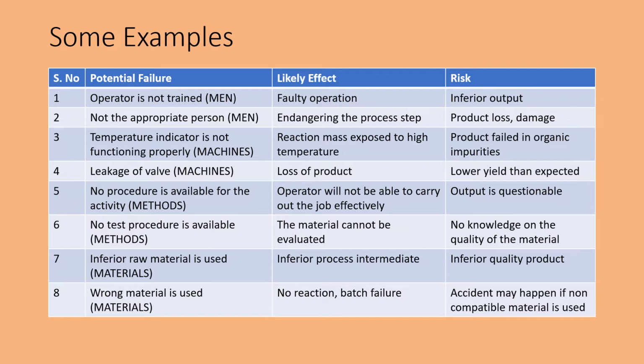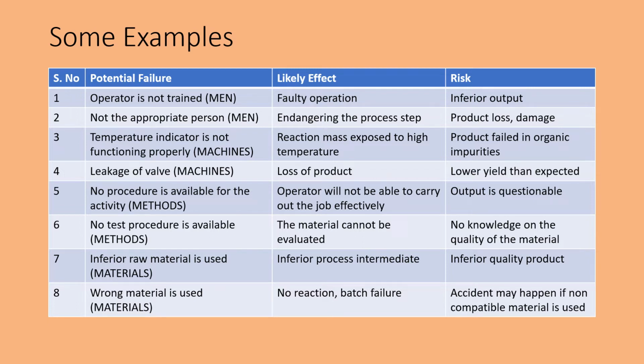Similarly, not the appropriate person, that means he is not the right person to do the job. What happens? He endangers the process step. Because of that, you will have a product loss or damage. The temperature indicator is not functioning properly. This is a part of the machine. Reaction mass is exposed to high temperature because we are not sure of the temperature, so the product can fail in organic impurities or any other failure. Leakage of valve: if there is a leakage in the valve, there is a loss of product. The risk is a lower yield than expected.